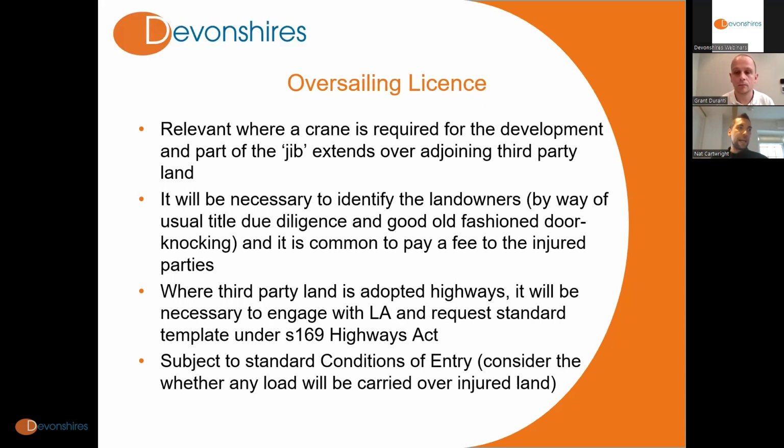It may be one owner, it may be numerous landowners, and so it will be a case of getting your lawyers to do the usual sort of title due diligence, going on the land registry and trying to ascertain how many properties are affected, who is the current registered proprietor. But then you may also need to combine that with a bit of good old-fashioned door knocking, because the registered proprietor on the land registry's website may not necessarily tell you who's actually occupying the property at the moment.